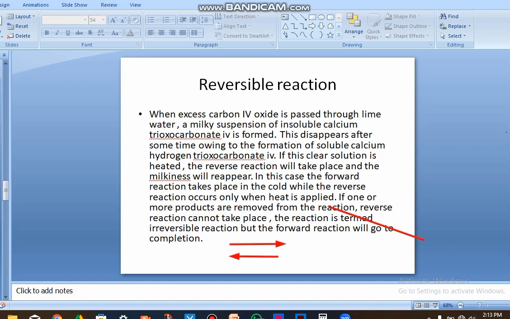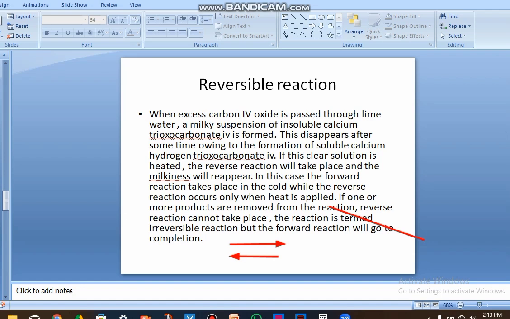Are you getting it now? So in a situation where one product is removed from the solution, the reaction cannot form the reactants again. So that type of reaction is called what? Irreversible reaction. Are you getting it now? Irreversible, it cannot be reversed. The forward reaction is what goes to completion, but the reverse reaction will not occur. So take note of this.